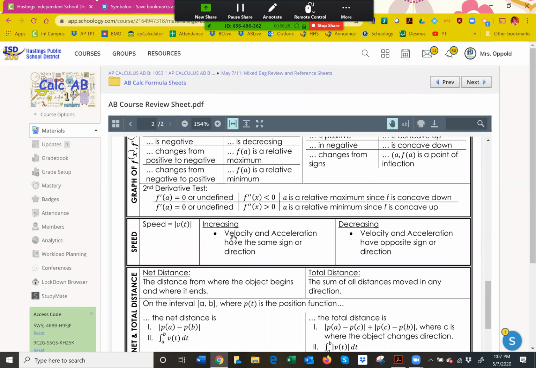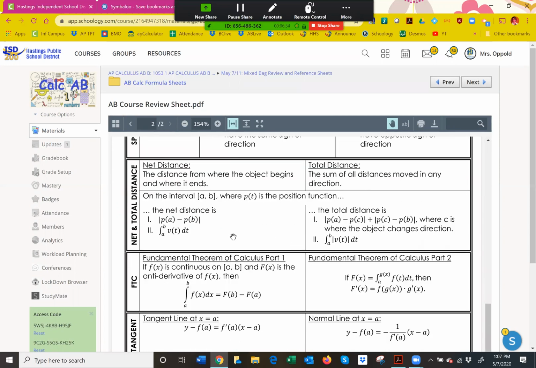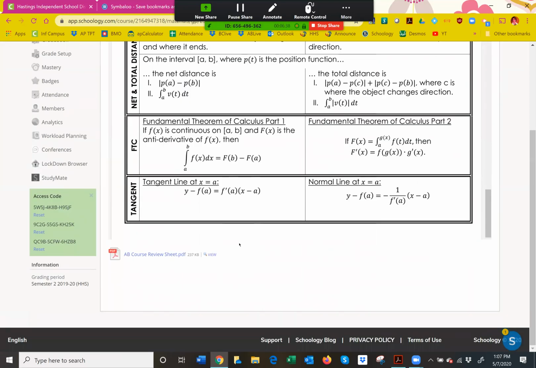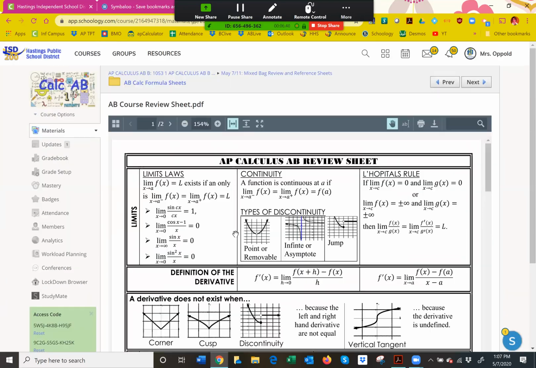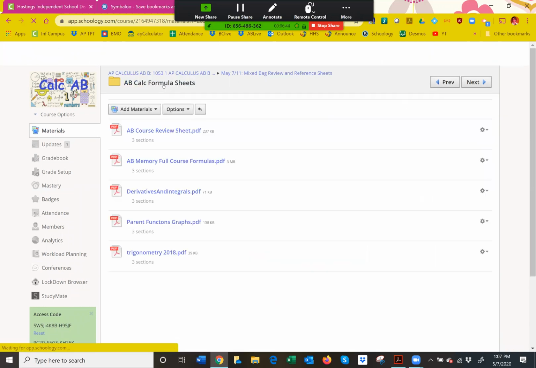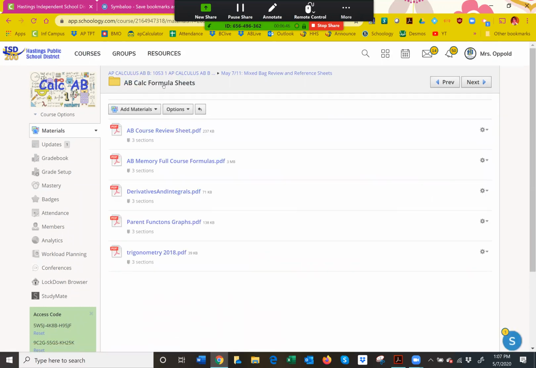Speed: is speed increasing or decreasing? I like that in there because that often is something people screw up. Net distance, total distance. So both of those are pretty darn nice. If you want, I would print them out and look them over so you know what's contained on them. That makes them way easier to use.